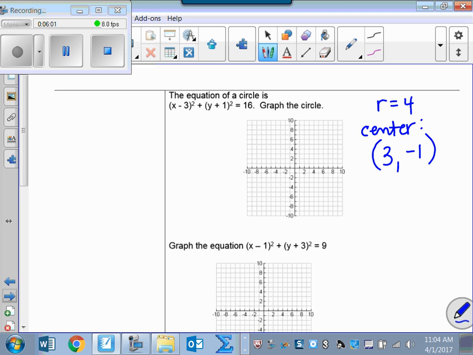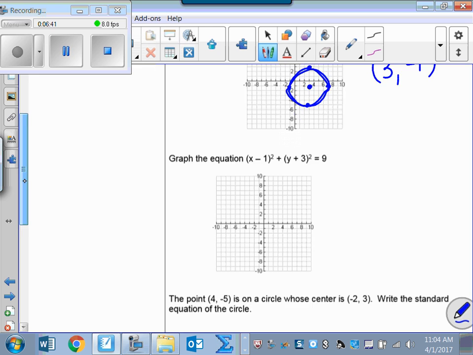So I'm just going to come over here to my little coordinate plane and go 3, -1. There's my center and my radius is 4. So I just go out 4 in all directions from the center. I'm going to go up 4, 1, 2, 3, 4. To the right 4, 1, 2, 3, 4. Left 4, 1, 2, 3, 4. And down 4, 1, 2, 3, 4. And then I'm just going to freehand this in, and you're certainly welcome to freehand it in too. It looks more like a weird looking something than a circle, but it is a circle. Okay? You graph the next circle.